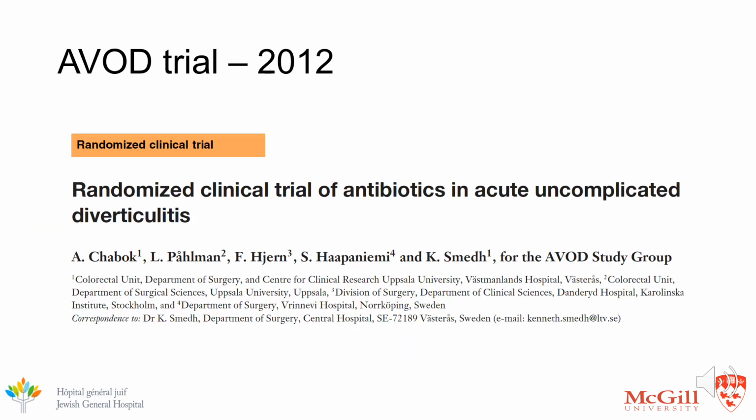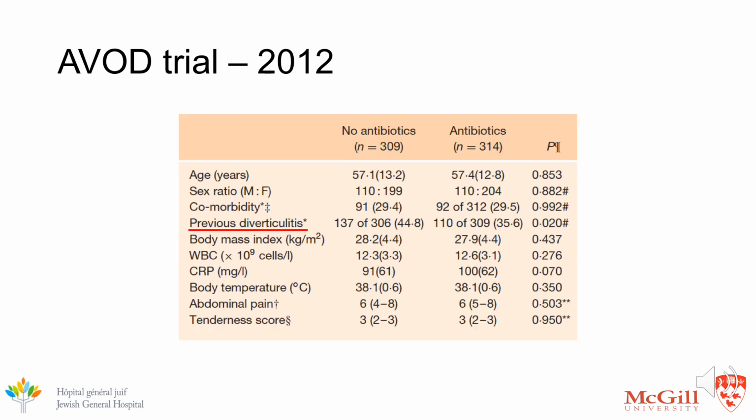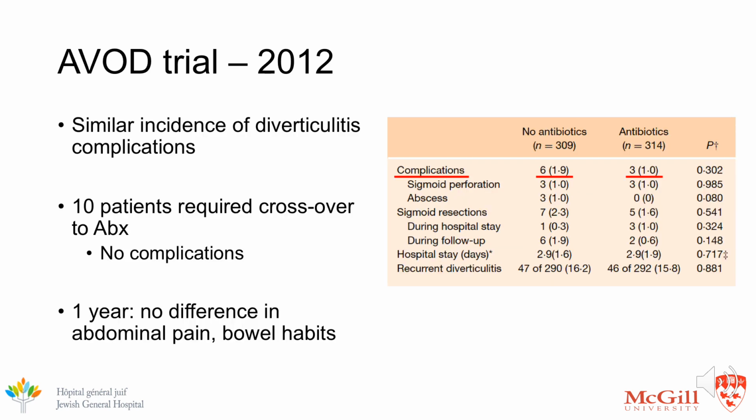The first randomized control trial was the AVOD trial, published in 2012. This was a multi-center trial involving 11 hospitals in Sweden and Iceland over an 8-year period. Their inclusion criteria, listed here, were fairly reasonable. The study was designed as a superiority trial and was powered to detect a 5% difference in the incidence of diverticulitis complications between the two groups. Of note, they did not limit the trial to patients presenting with their first ever episode, and roughly 40% of patients had a history of diverticulitis. They reported no statistical difference in complications between the two groups.